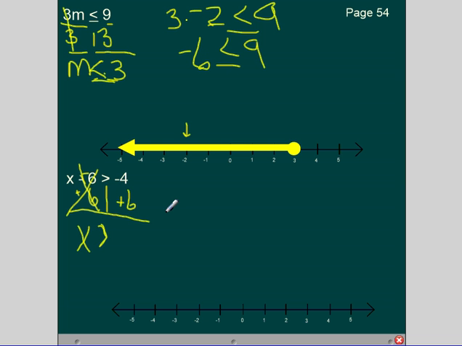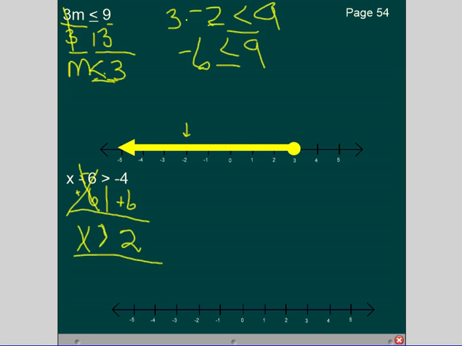Different signs, find the difference. 6 minus 4 is 2. And then take the sign of whichever is further from 0, or whichever has more soldiers. In this case, it's going to be positive. So my answer is x is greater than or equal to 2.